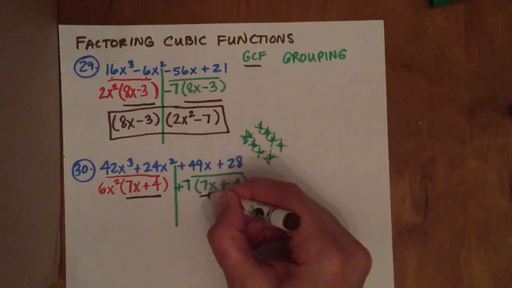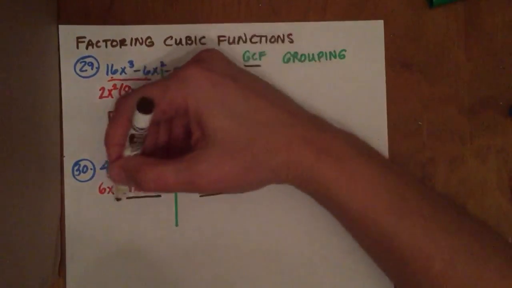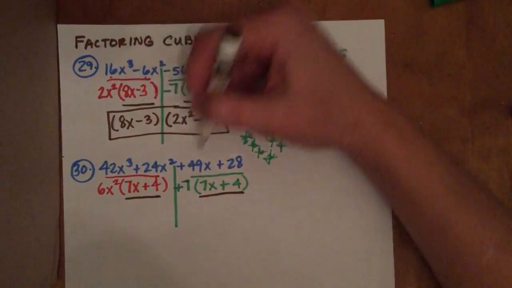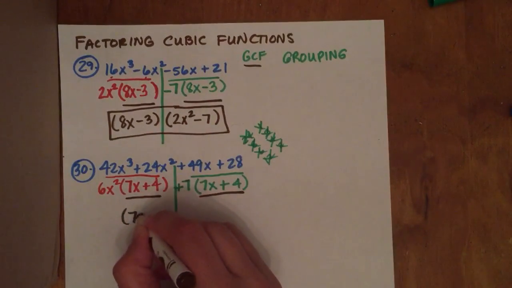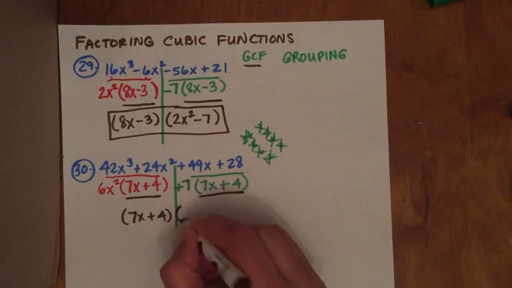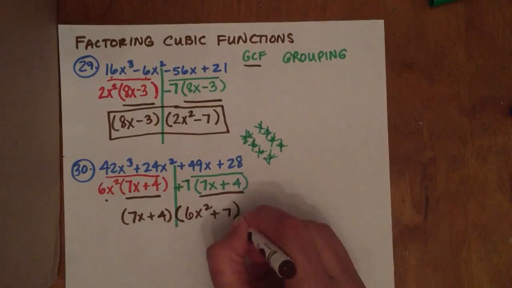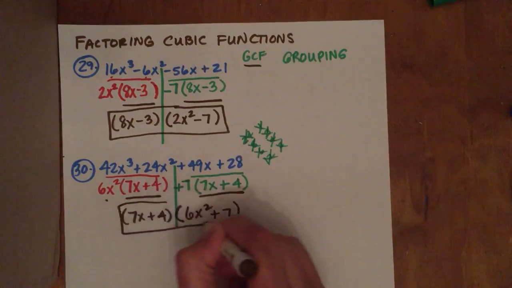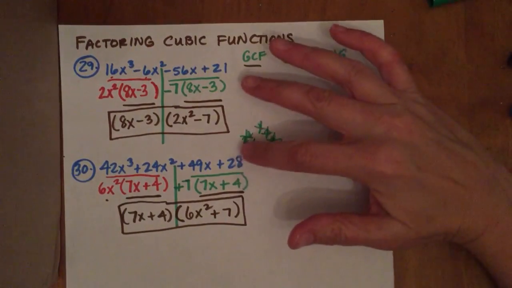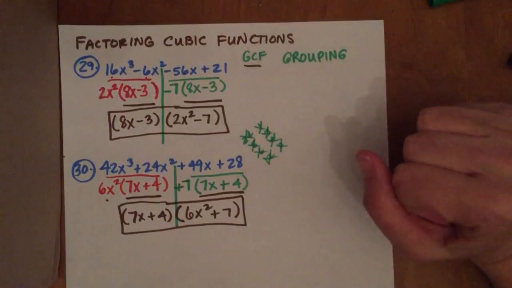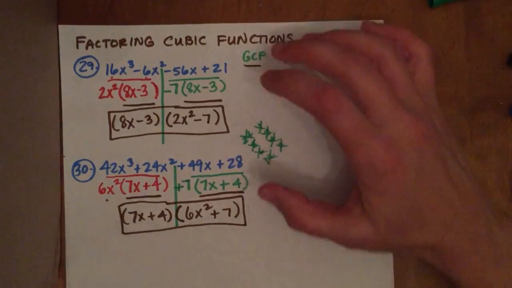The greatest common factor here is 7x plus 4, because it's multiplied by both 6x squared and 7. This is a full expression, just like this one was, and this is my greatest common factor. So I'm going to factor out 7x plus 4, and that's going to leave me with 6x squared plus 7. And that is my final answer to factoring this cubic expression. Remember, it's not a function if it's not equal to f of x. We're not performing an operation with an equation. So it's just an expression.